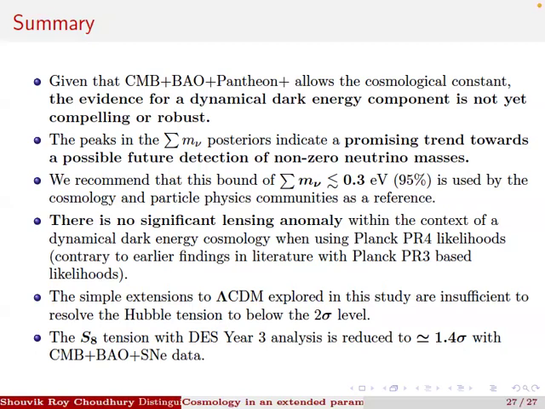You have made a few more parameters flexible in the lambda CDM part, which increases the parameter space, obviously. But then, how do you compare them with the data? Do you use some reduced chi-square method, or what is the statistic that you are looking at, if I want to compare two models, basically?